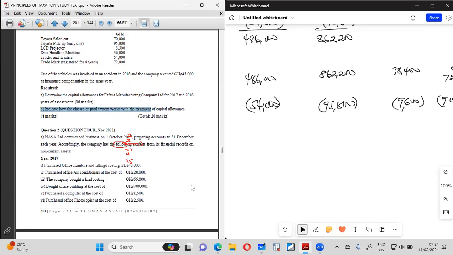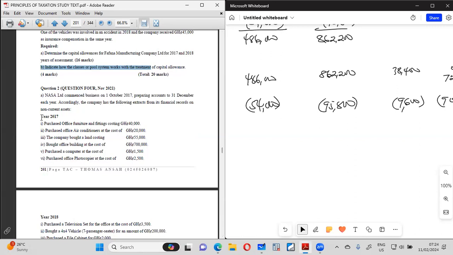Okay, so this one too, you have a question. I'm not going to solve this one, but I'm just going through it with you so that when you are solving the November 2021 question, you know what to do. The same thing, 2017. So this is what? Class 3, air condition. Class 3, land. Land will not be part because you remember we said interest in land. Land is not a depreciable asset, so don't even include it anywhere. Building, class 4, right?